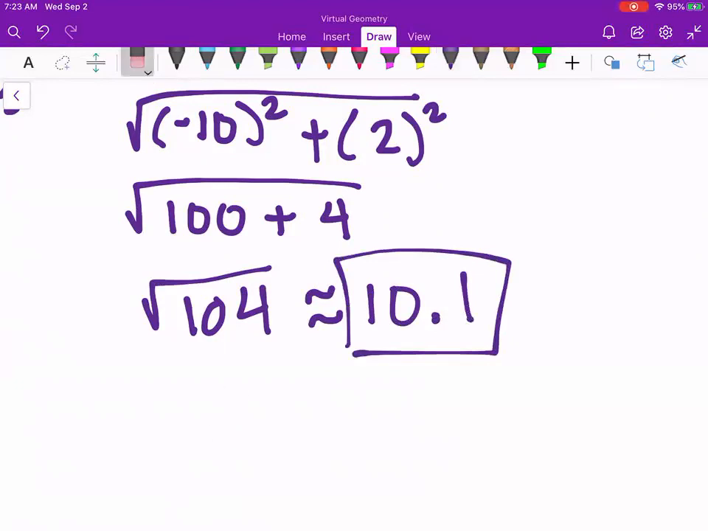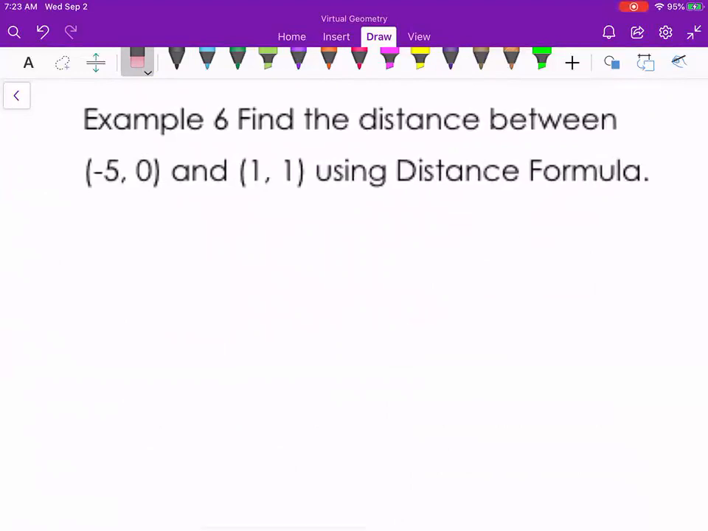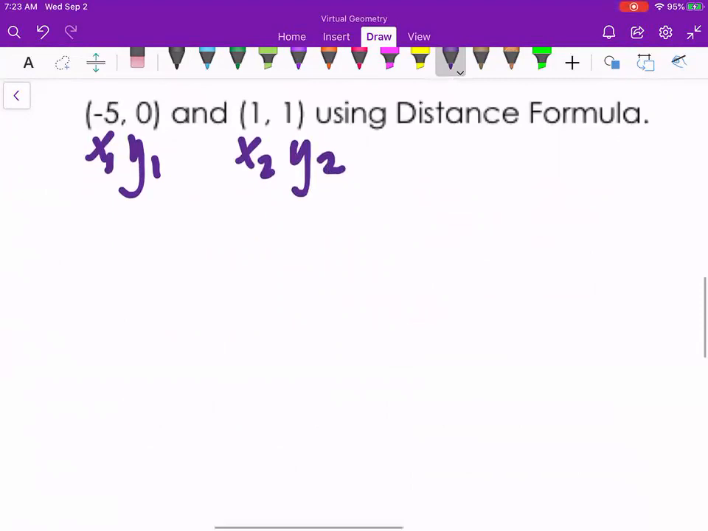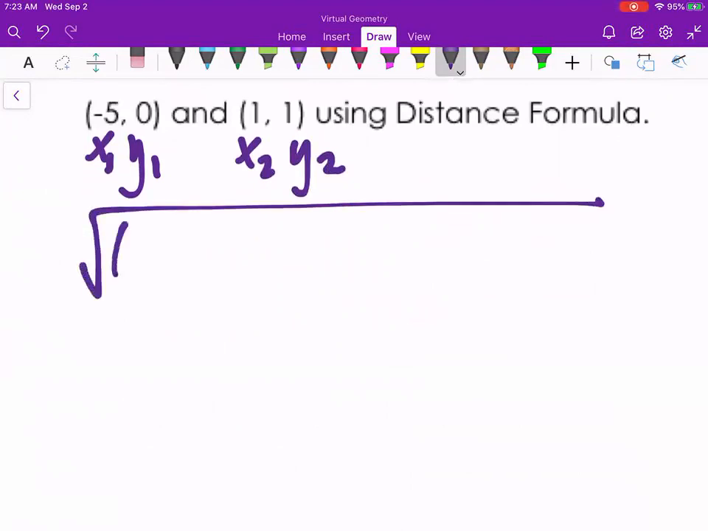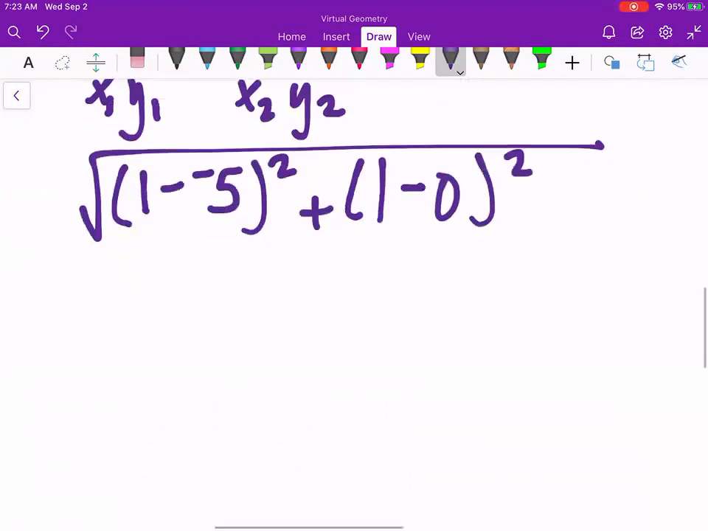All right, one more example with distance formula. I want to make sure we're good here. All right, again, let's label x1, y1, x2, y2. Okay, let's plug it in. Our big square root. So I need x2, which is a positive 1, minus x1, -5. And then we'll square it. Now let's do y. So y2, a 1, minus y1, which is a 0, and then square it.